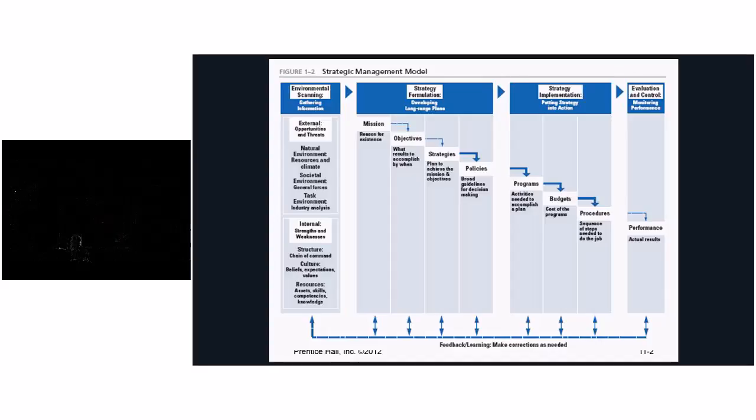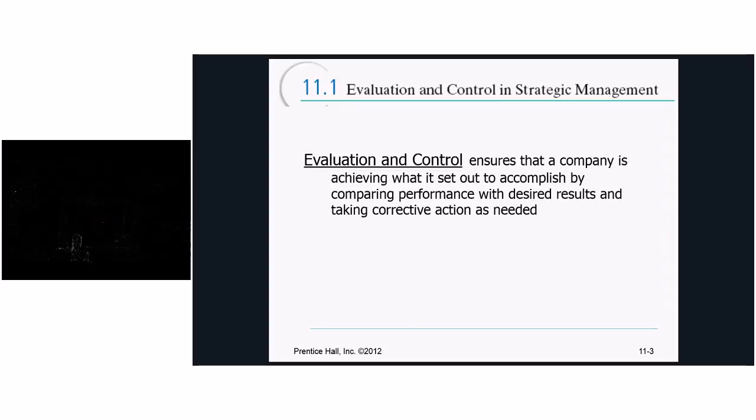So in this entire session, what we'll be discussing is evaluation and control. Basically, the definition of evaluation and control is to ensure that a company is achieving what it set out to accomplish by comparing performance with desired results and taking corrective actions as needed. So as I mentioned at the very beginning, it is a periodical measurement that the company usually makes to see whether they are in line with the strategies that they have initially agreed upon.